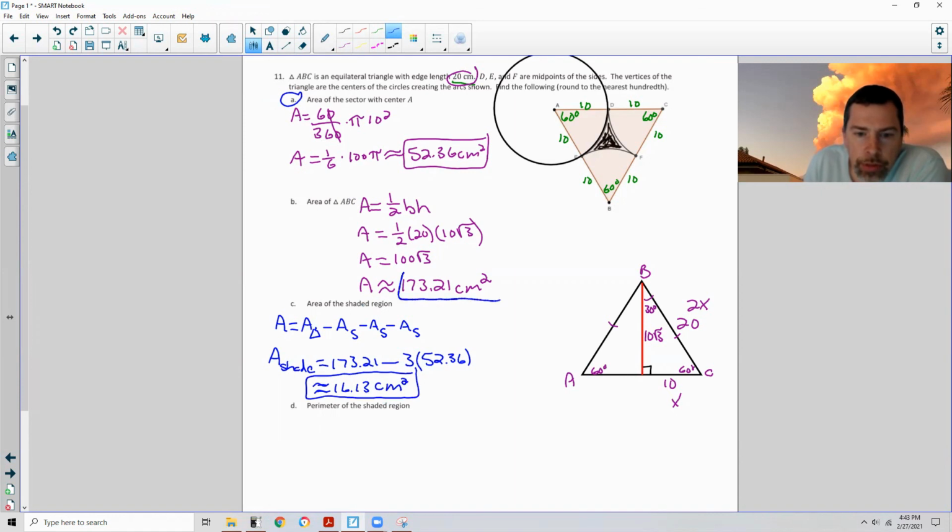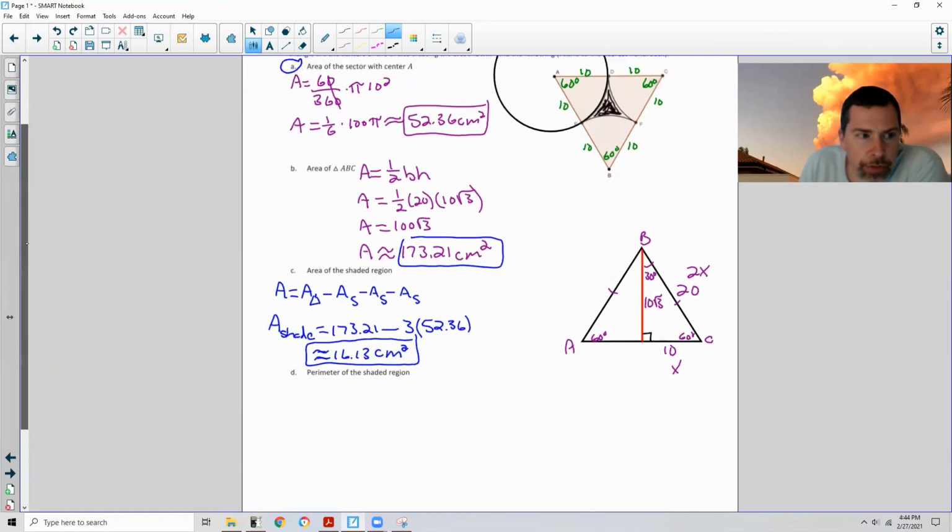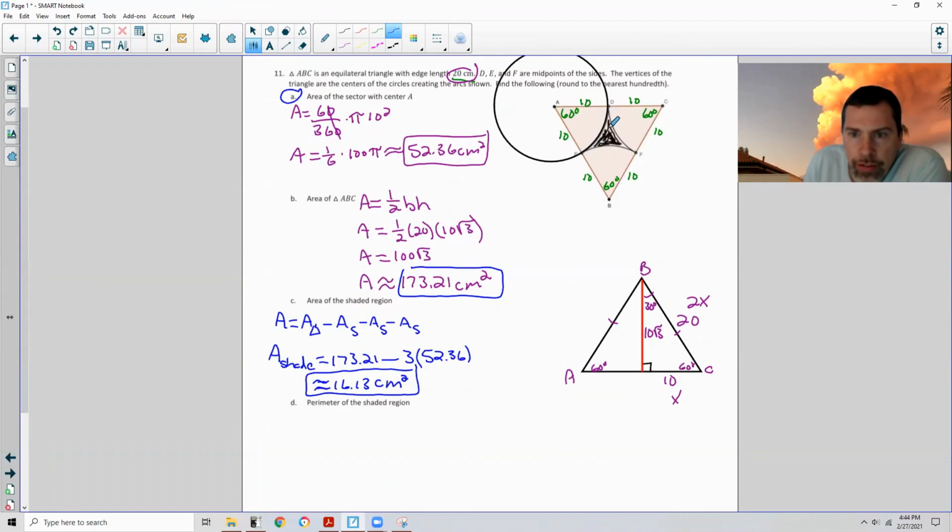And I suppose I could do this. All right, now what's the perimeter of the shaded region? So what they're asking for is the arc length. We haven't found the arc length yet. So we need to find the arc length, which is from here to here, and then multiply it by 3 because they're all the same. So arc length equals central angle over 360 times 2 times pi times the radius. And there you have it.